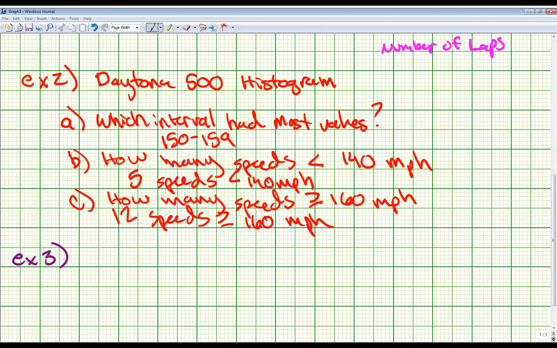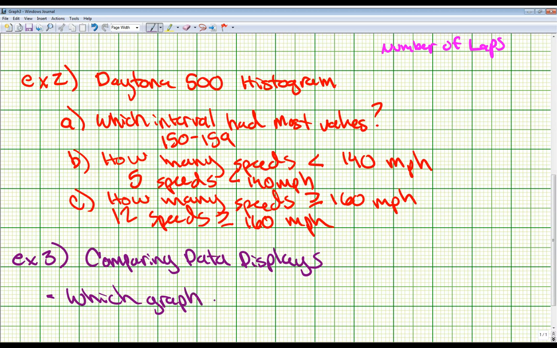The histogram here would actually be able to give us the total number of students in the class, whereas the pie or circle graph only gives us percents, and that would not give us how many total kids are in the class. So in our notes, we're going to write comparing data displays, and the question asks us, which graph tells you how many students total?